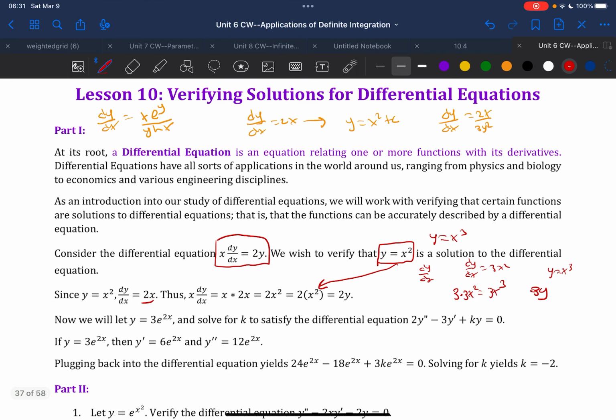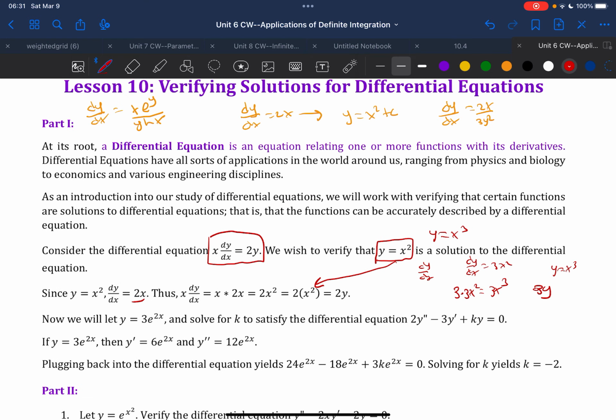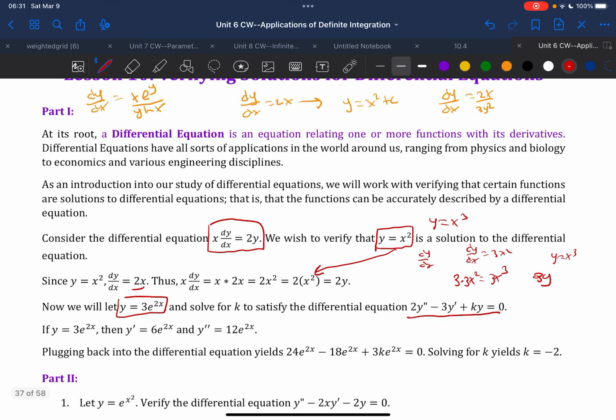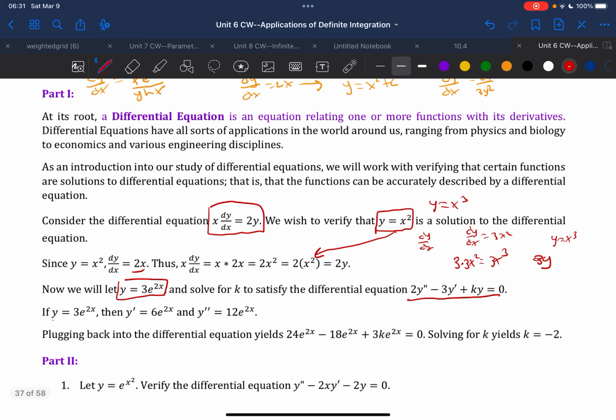All right, now we're going to actually solve for k to make 3e^(2x) a solution to this. And I see here that I need the second derivative, the derivative, and the function. So I know y is already 3e^(2x). So y prime is 6e^(2x), and y double prime is 12e^(2x). So honestly, I just plug in and solve for k.